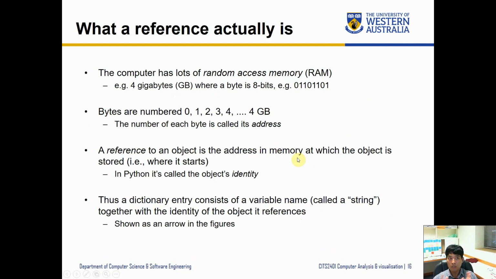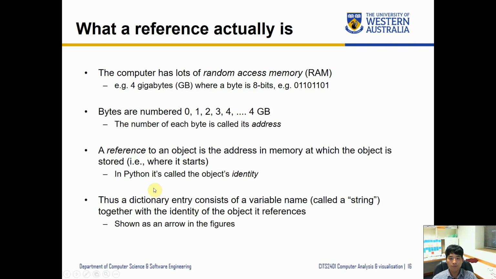Okay. So what is a reference? Well, a computer has lots of random access memory called RAM. So hopefully you know about RAMs. I will not explain this. And bytes are just numbers, right? So it's from 0 all the way up to whatever the 4 GB number will be, right? And each number is called the address. And a reference to an object is the address in the memory at which the object is stored. So essentially the variable stores the number, which is the address, and that address is pointing to objects.